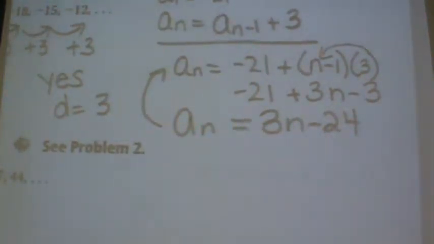Okay? 13. It says, find the 32nd term. Well, how are you going to find the 32nd term? What formula do you want to use? Recursive, where you go one at a time? Do you want to do that one? Why? Takes too long. What are you going to do? Explicit. What does the explicit formula look like?